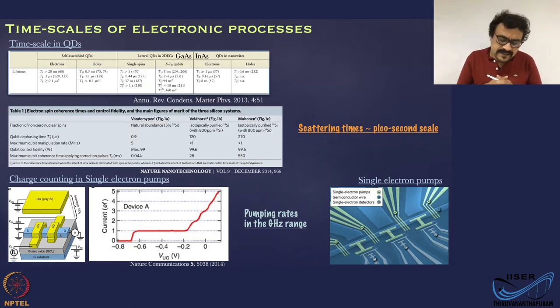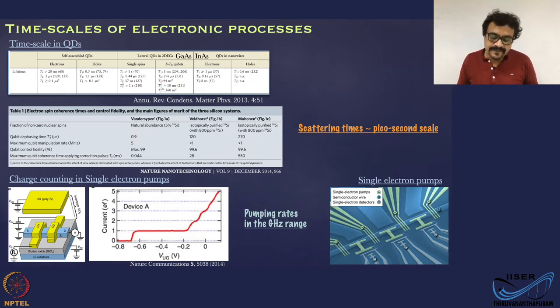Now, let us look at the time scales of some of the electronic events that are interesting to us. Here are a couple of tables, taken from these references. You can see that these lifetimes, T1 and T2, one is the longitudinal lifetime and the other is the transverse lifetime or coherence time. T2 is the coherence time. These are all in the microseconds to milliseconds range.